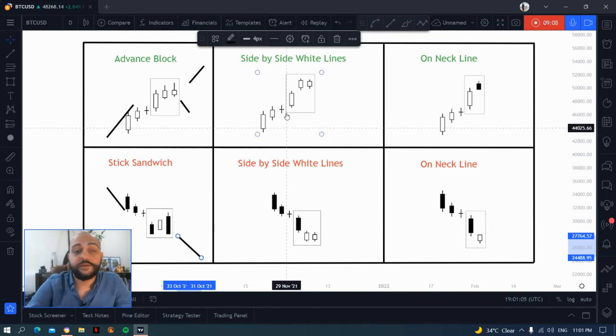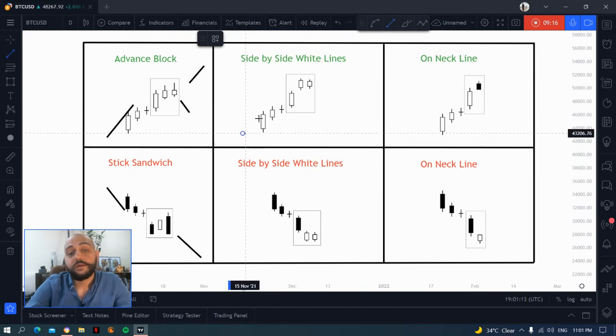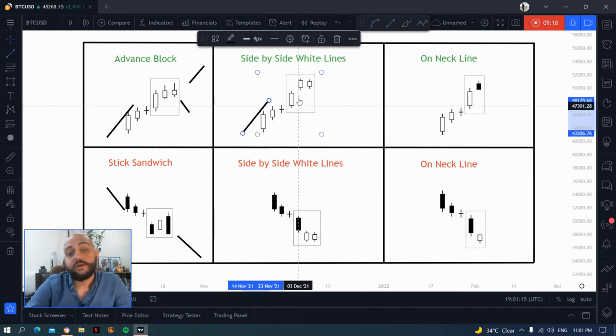Now, the next pattern is called side-by-side white lines. And we have 2 different types of it. We have a bearish one and a bullish one. Let's start with the bullish one. We have an uptrend that's going up. And notice how we start with a bullish candle. Then we have a gap. Now, this is basically part of the Tasuki gap family. There are different patterns there, and this is a part of them.